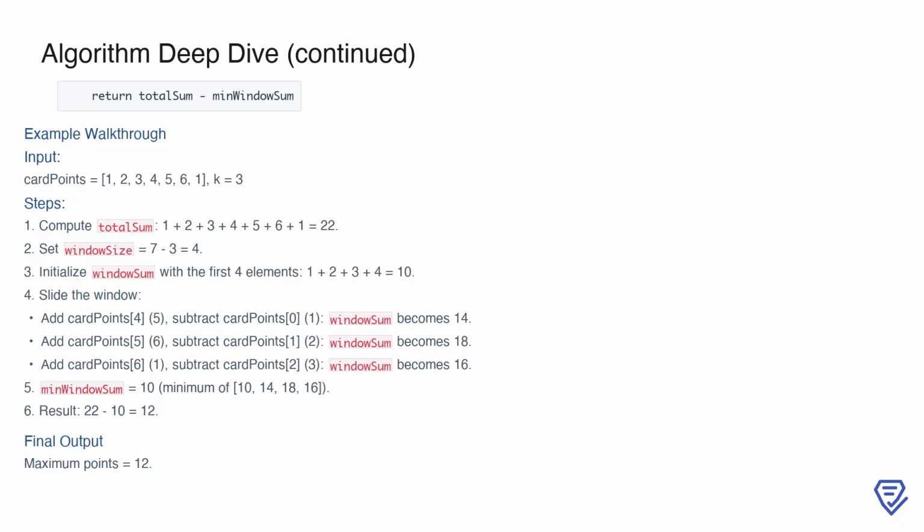The minimum window sum encountered during this process is 10. Subtract this from the total sum, 22 minus 10, to get the maximum points, which is 12. Therefore, the maximum points you can obtain from the chosen k cards is 12. This example demonstrates how the algorithm efficiently computes the result using the sliding window technique.